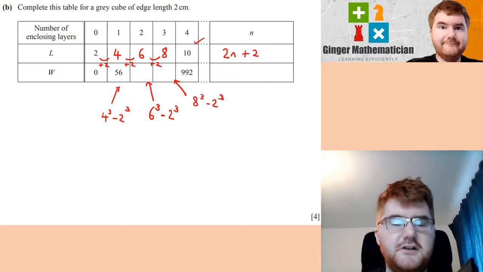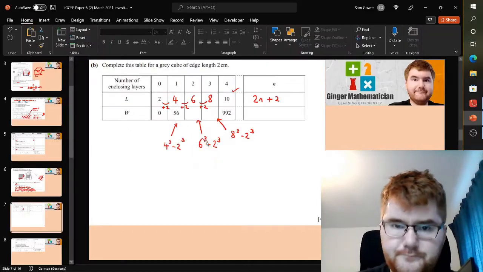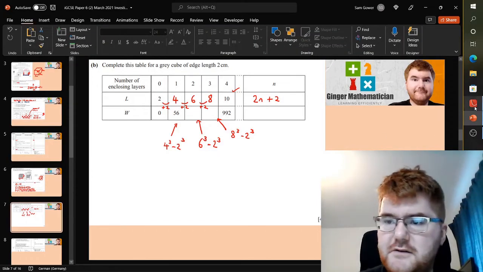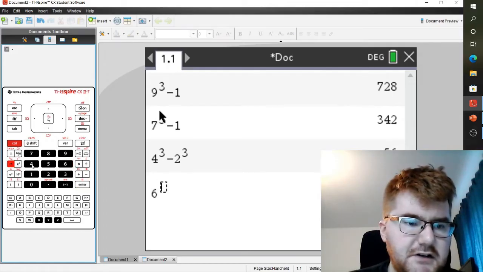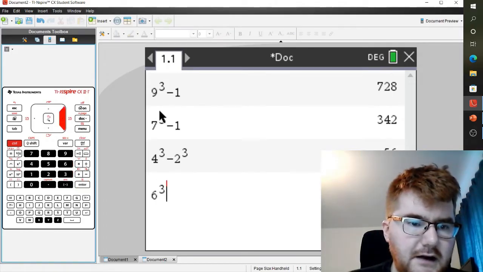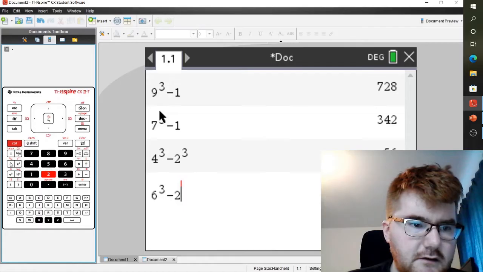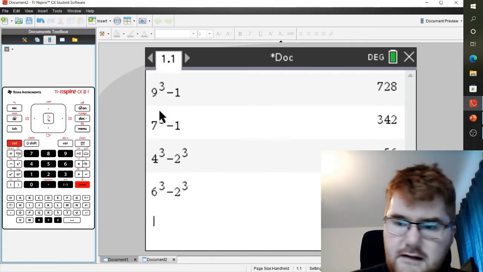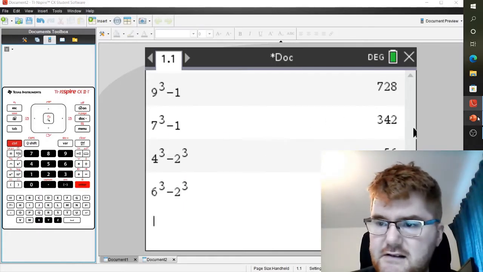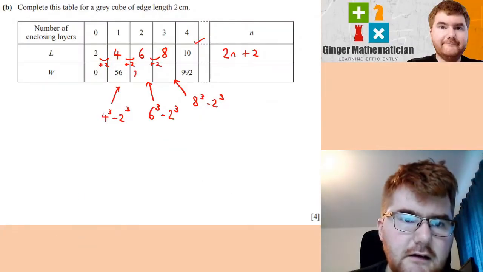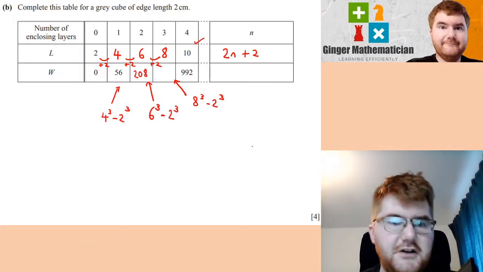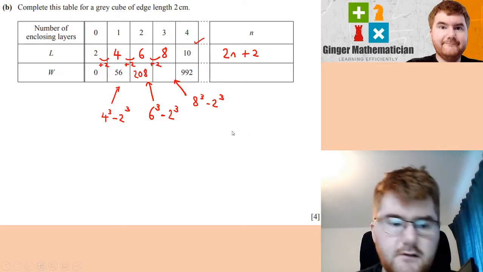So we're going to go over to the calculator, and we're going to work out these two different things. So first of all, we want to do 6 cubed minus 2 cubed. That gives us 208. So let's pop that in. 208. And then we're going to do 8 cubed minus 2 cubed.